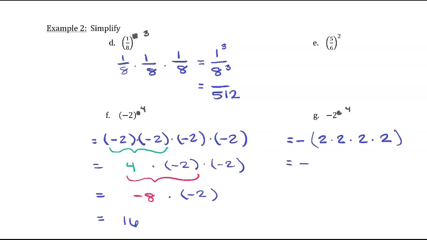Well, 2 times 2 times 2 times 2 is 16. So this time we have negative 16. It's important that we keep track of those negatives because if you compare F and G, F, the answer is positive 16. G, the answer is negative 16. Let's go on to order of operations.